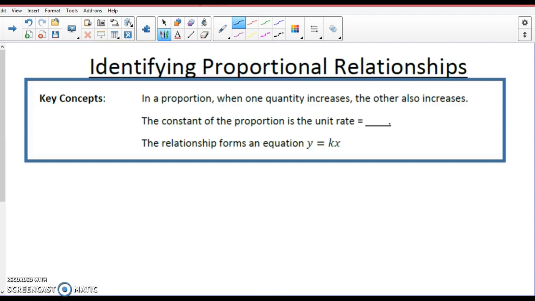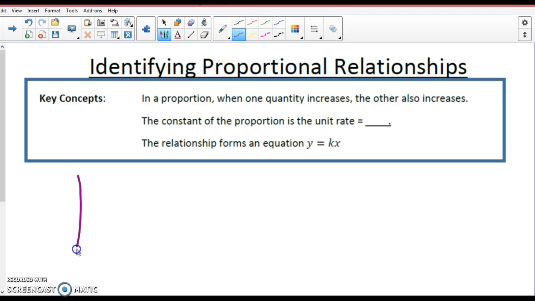All right. This is the 7th grade homework note packet that I gave you. We are talking about identifying proportional relationships. We are going to spend the next few days talking about what a proportional relationship is. Let me give you a brief overview.